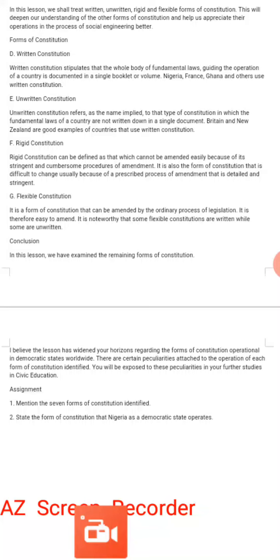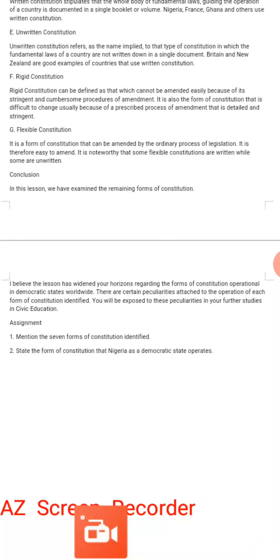So, rigid constitution is that form of constitution that is very difficult to change, usually because of process of amendment that is detailed and stringent. Lastly, flexible constitution. In contrast to the rigid form of constitution, flexible constitution can be easily amended by the ordinary process of legislation. That is, a law can just be made that will help amending a flexible form of constitution. So, it must be mentioned that some flexible constitutions are written while some are still unwritten.